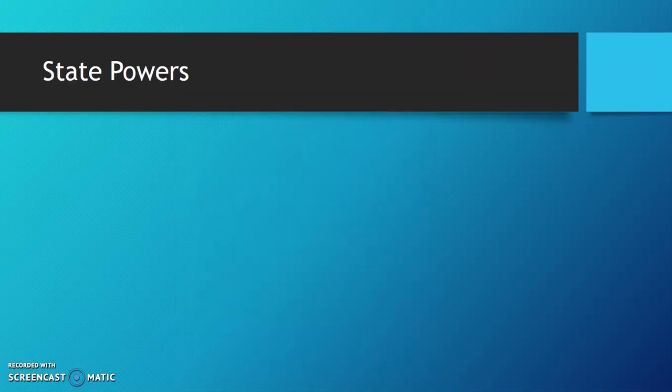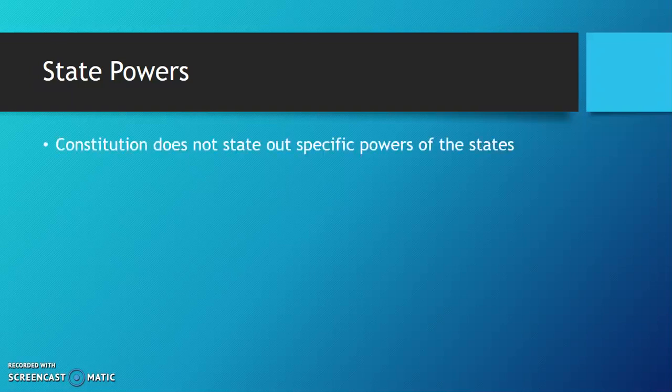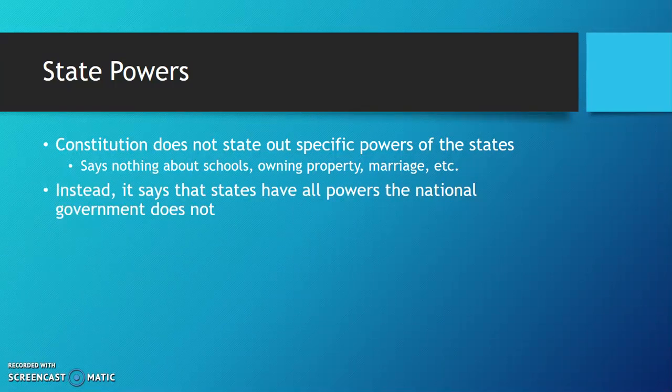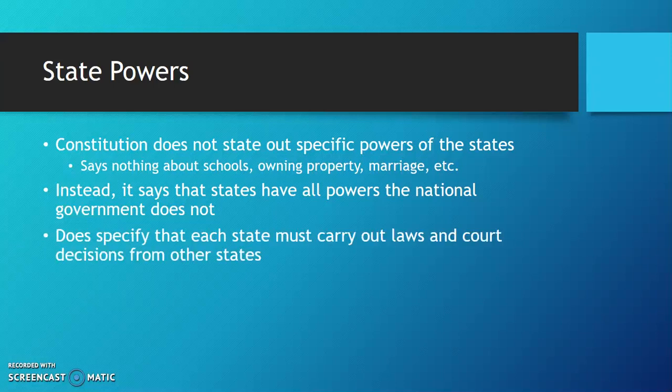Next, we're going to explain state powers. So it's important to understand here that the Constitution does not state out specific powers of the states. Therefore, it says nothing about schools, nothing about owning property, nothing about marriage, etc. Instead, it says that states have all powers that the national government does not. So this is left a lot to interpretation, and this is why it's still kind of fuzzy between state power and national government power.